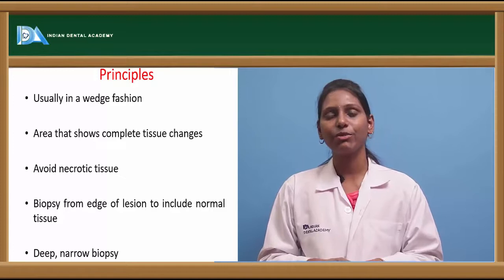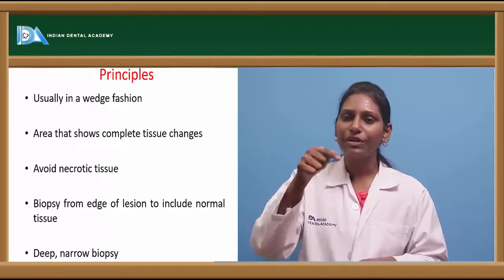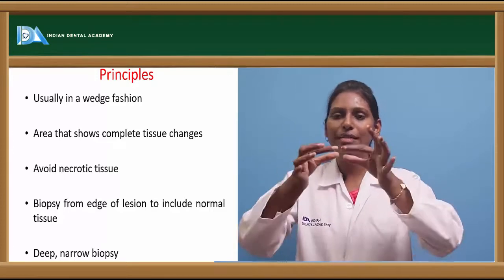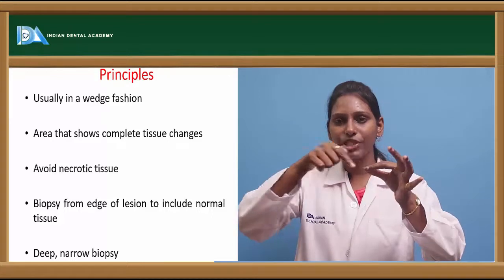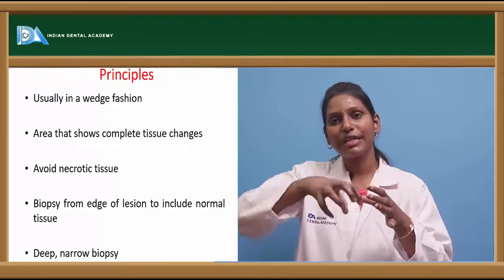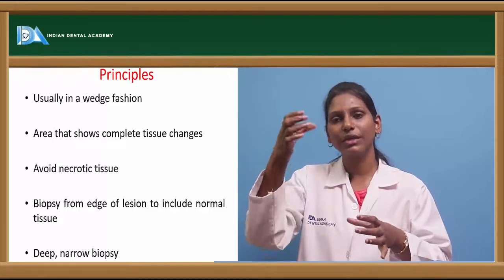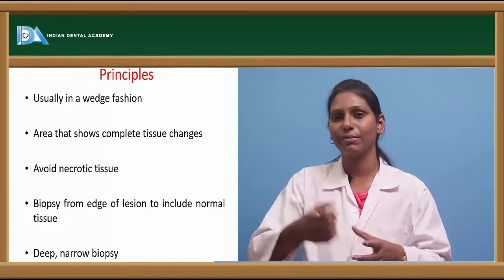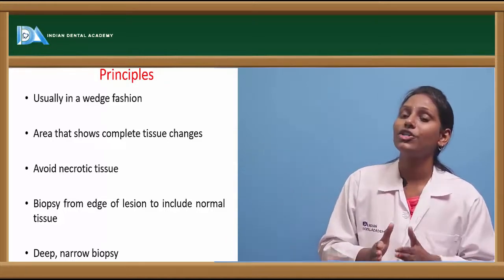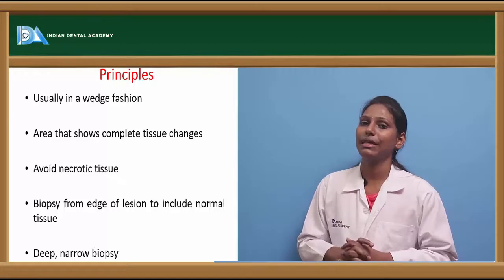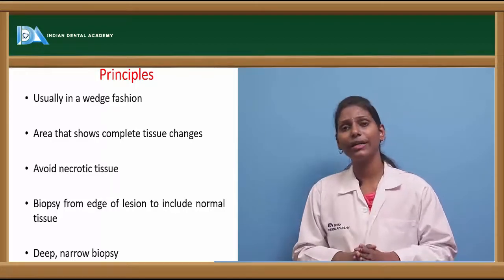Wedge fashion of biopsy is nothing but we cut in a V shape, two V-shaped cuts. So the ends will be like this, and in this V-shaped cut we actually take a wedge of the tissue there. Usually a biopsy is done in a wedge-shaped fashion. An area that shows complete tissue changes has to be taken, and always avoid necrotic tissue.